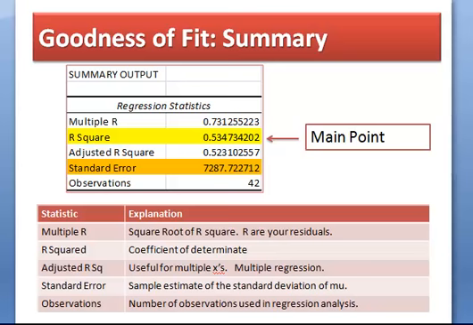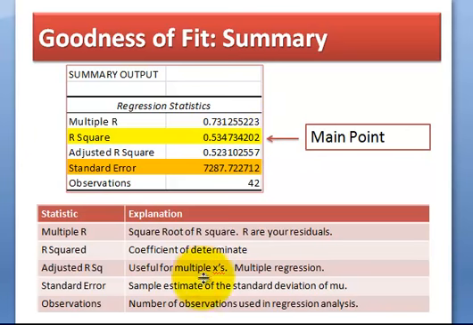The great news is Excel does all the calculations for you, or any statistical software package will give it to you. But you need to understand what these are. So I've given to you multiple R, which is just the square root of R squared. R squared is sometimes called the coefficient of determination. That's the main point of this thing.